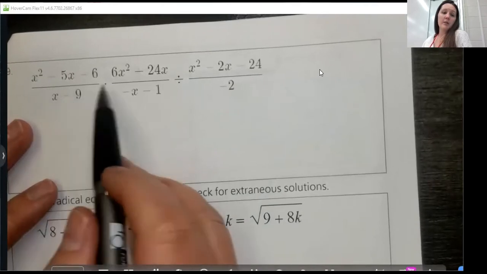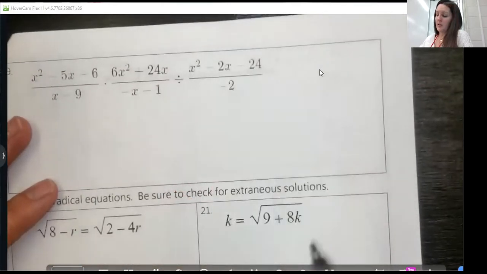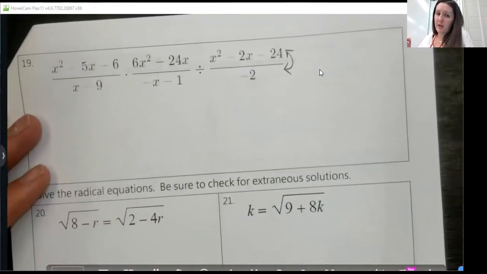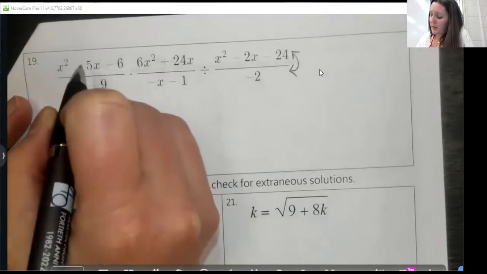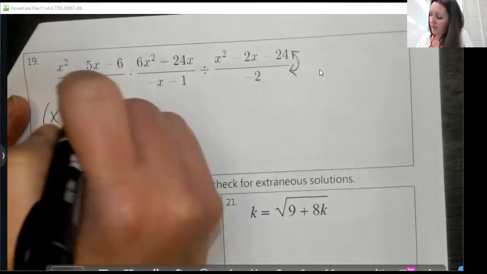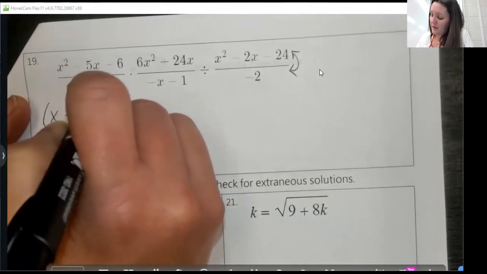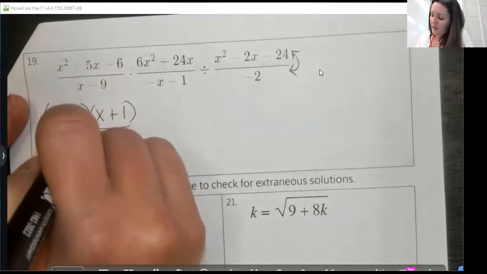These are being multiplied so they stay. The only thing that you really have to do is multiply by the reciprocal here. So I'm going to factor and do the reciprocal at the same time. So what multiplies to get negative 6 adds to get negative 5? I'm going to say negative 6 and positive 1. And x minus 9 on the bottom.